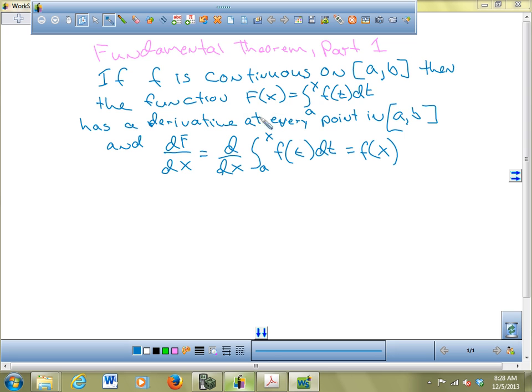The antiderivative of whatever's inside here, evaluated at x. Now Cameron asked why. So what it says is that this antiderivative is a function of whatever x is. And then if I take the derivative of the integral, I get out the original function, which is kind of weird. But I get out the antiderivative evaluated at x.